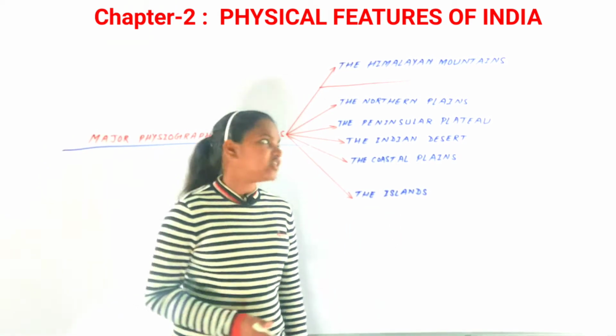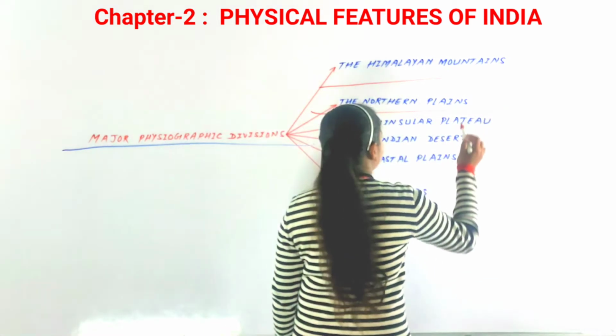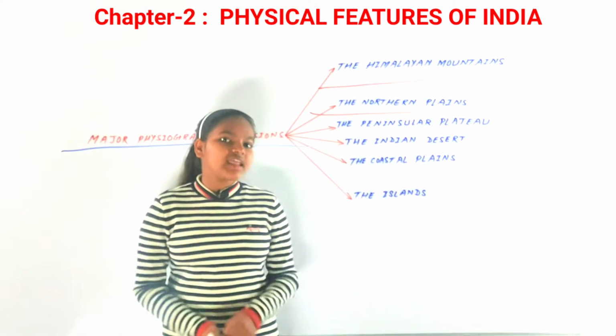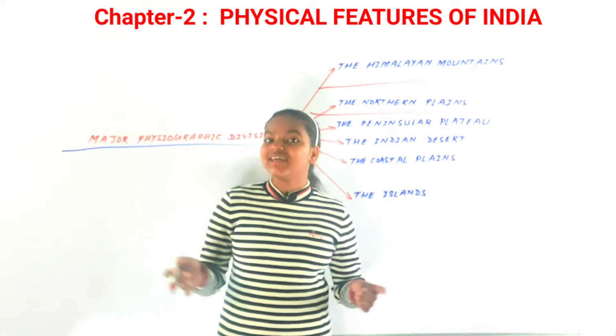Now the next physical feature is the northern plains. The next physiographic division of our India is the northern plains.